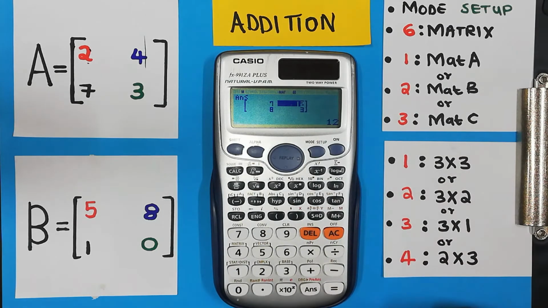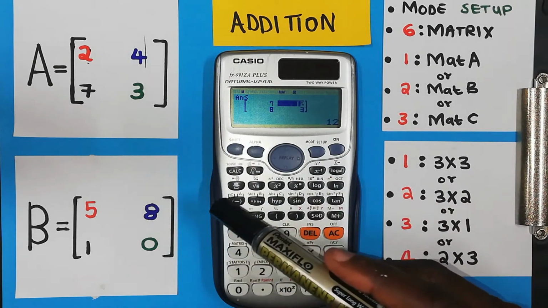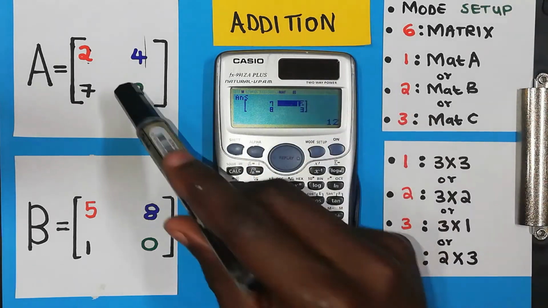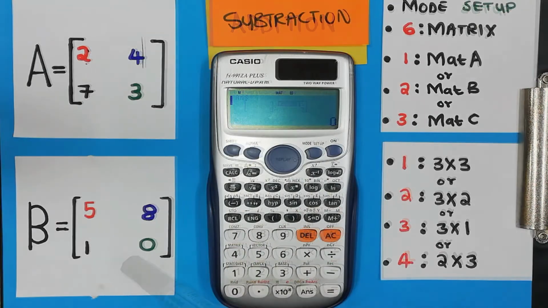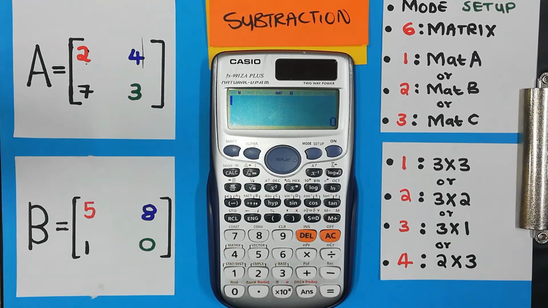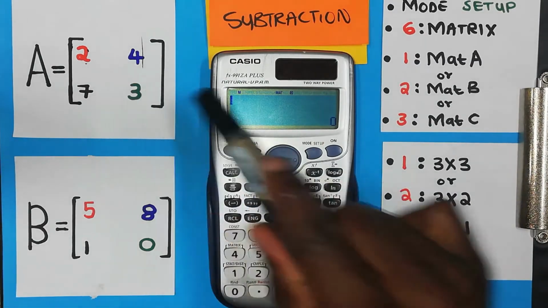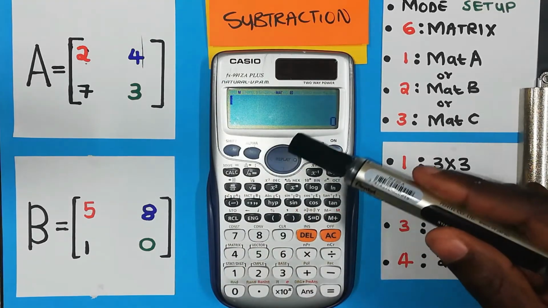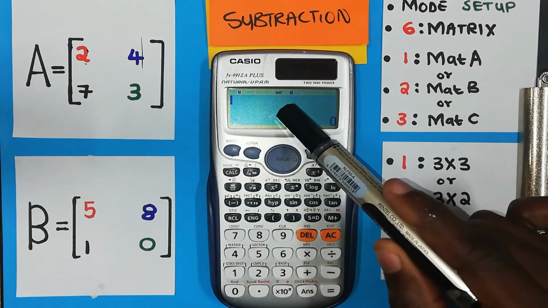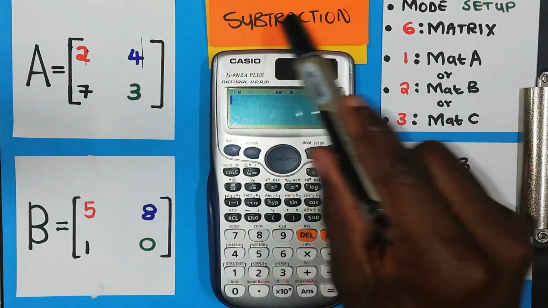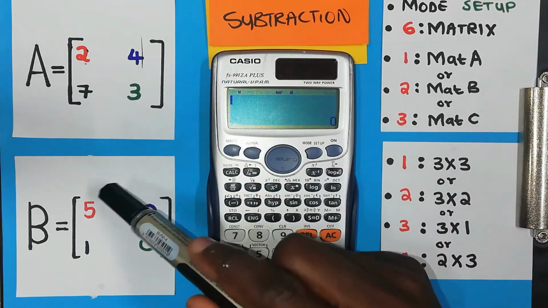Let's do the same procedure for subtraction of these two matrices. Let's just continue. I haven't erased the memory of this calculator, meaning that I still have matrix A and matrix B stored in this calculator. Now let's perform subtraction of these two matrices.